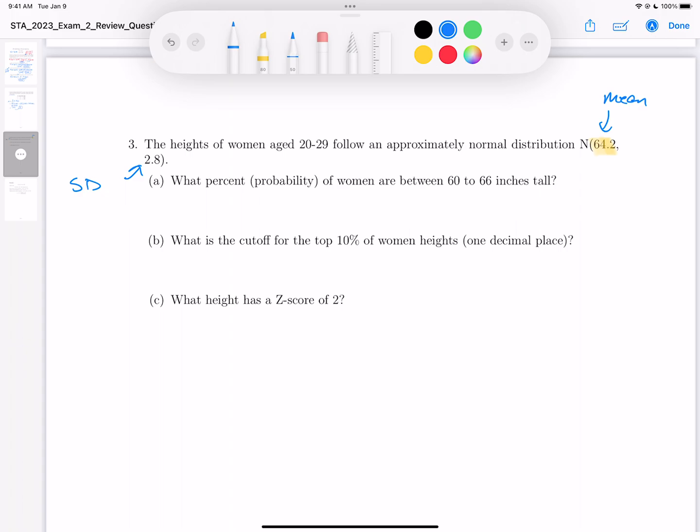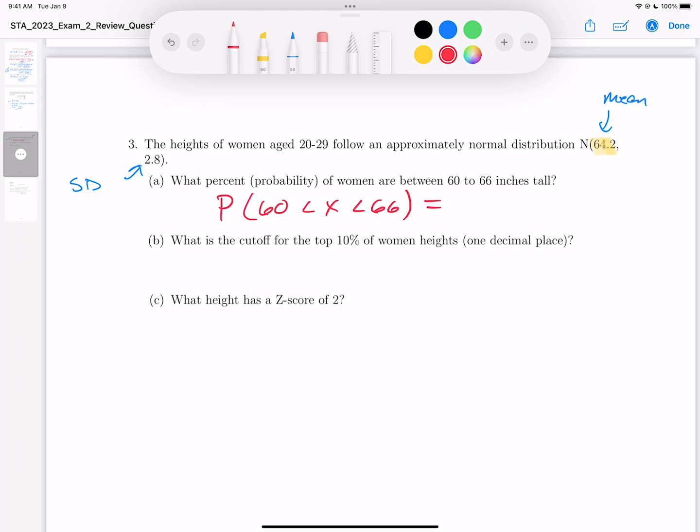What percent or probability of women are between 60 to 66 inches tall? So what this question is asking here is, what's the probability that a randomly selected woman is between 60, so X represents a randomly selected woman, her height, and 66 inches. Well, how do we do that?